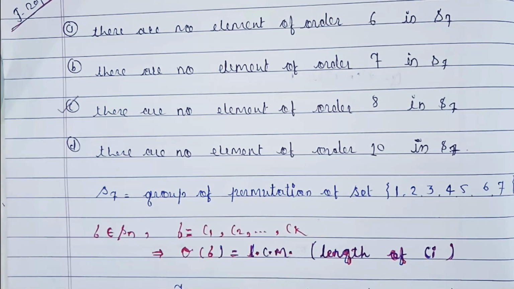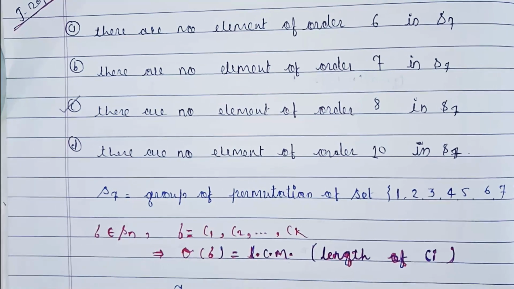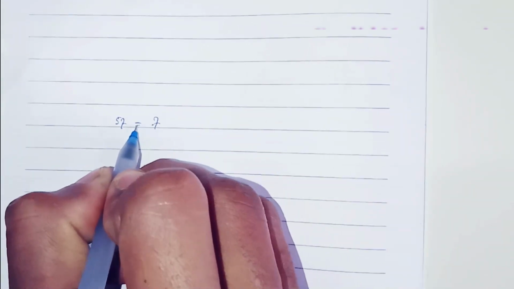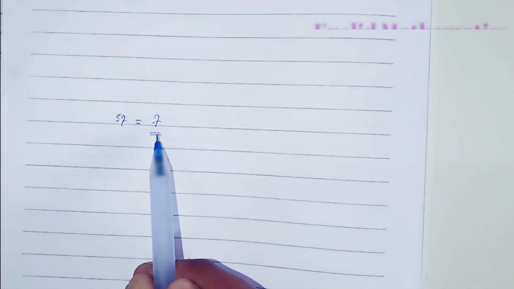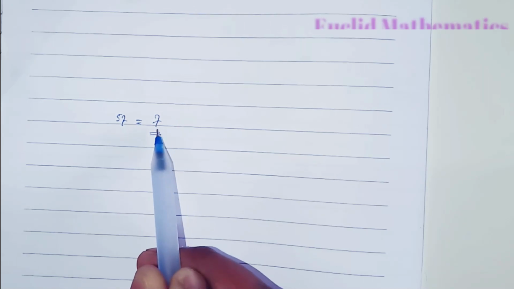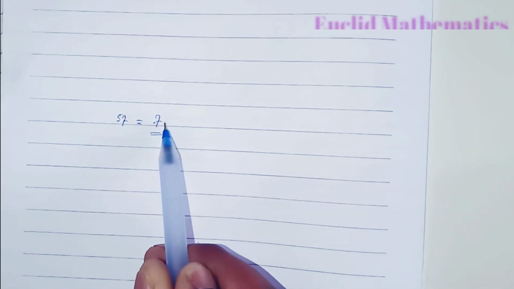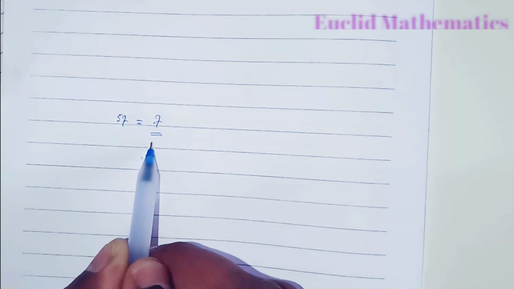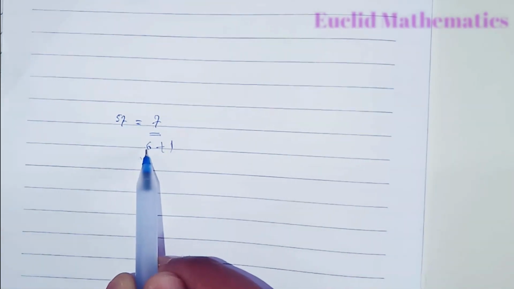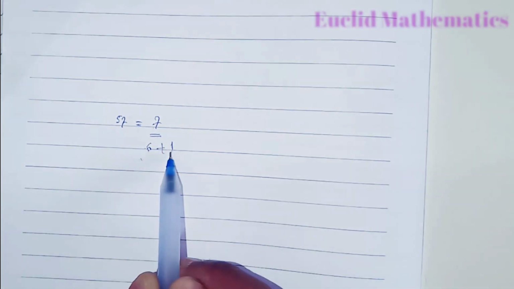We have S7 as a permutation group, so I will tell you how to find the partitions for S7. S7 contains 7 elements. Now let's find the partitions. Partition means we divide 7 in such a way that we get the sum 7. So 7 can be written as 7 plus 0, that means only 7. The next partition is 6 plus 1, which is also 7. There is no other element which, when added to 6, gives 7. It is only 1.